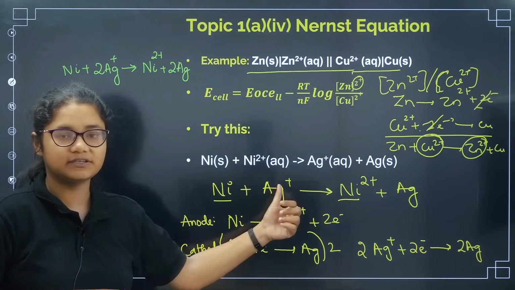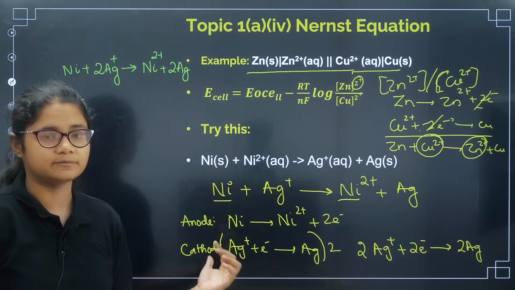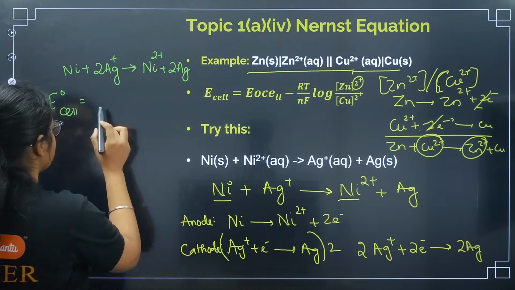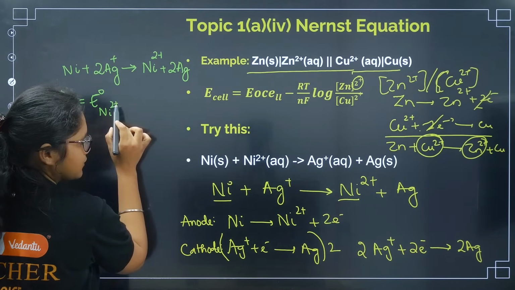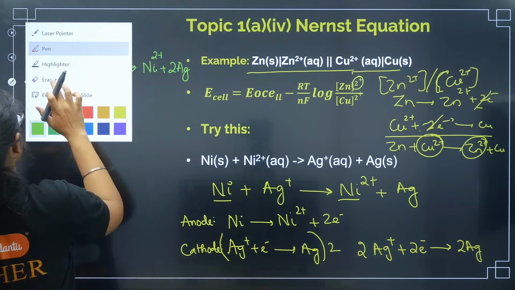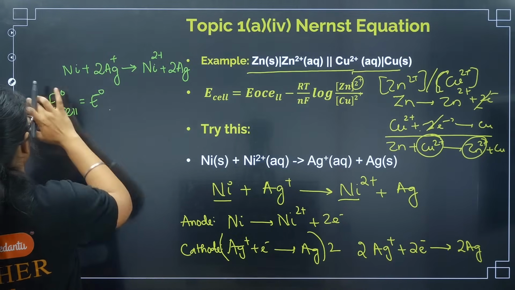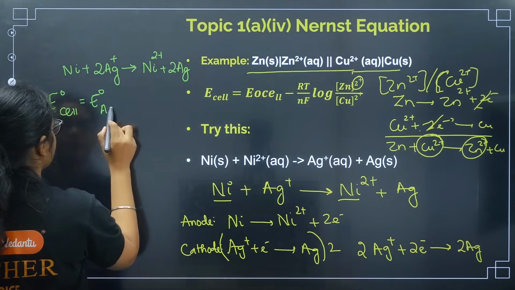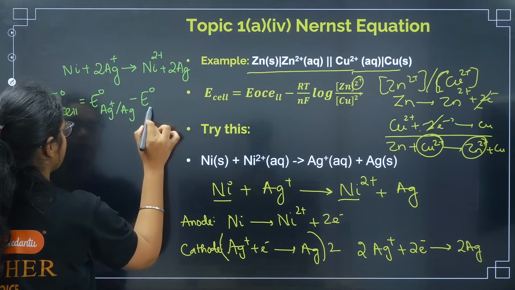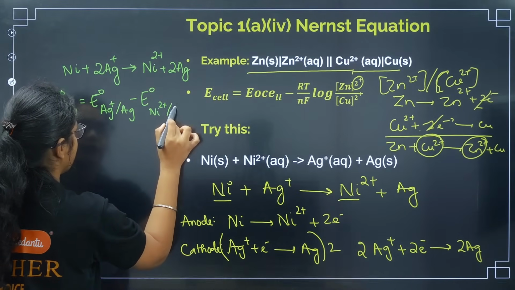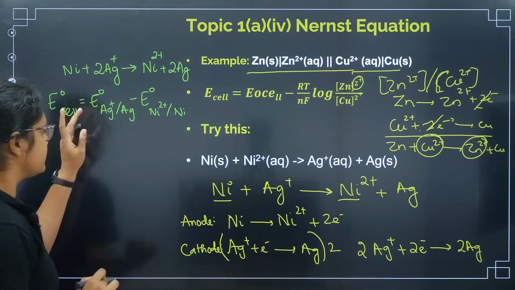I told you oxidation will always be anode, reduction will always be cathode. So it will be E naught of Ag+ | Ag, because our cathode is silver, right? So E naught of Ag+/Ag minus E naught of Ni2+/Ni, right? So this is the E naught of the cell.